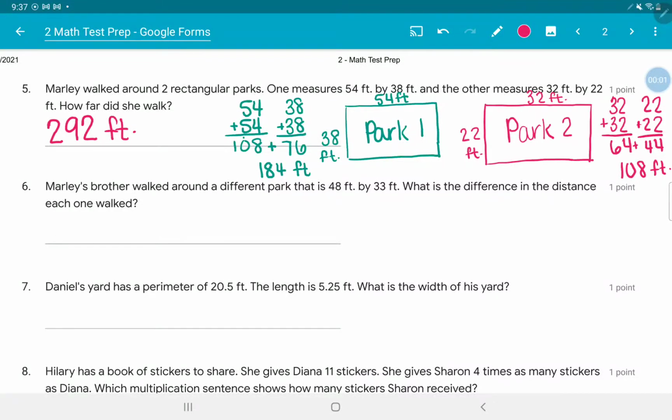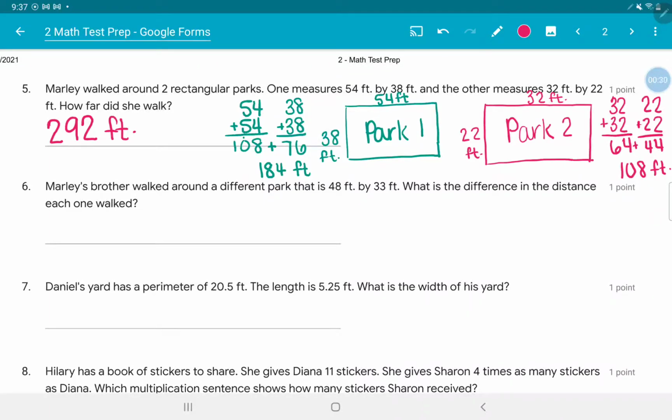So the next question says Marley's brother walked around a different park that is 48 feet by 33 feet. What is the difference in the distance each one walked? So what are we going to have to find first? We got to figure out how much Marley's brother walked. How are we going to do that? 48 plus 33. We've got to find the perimeter.